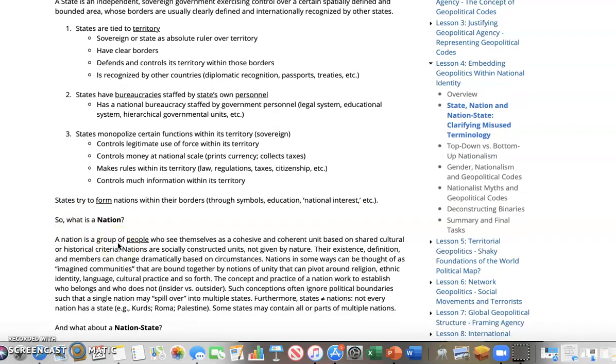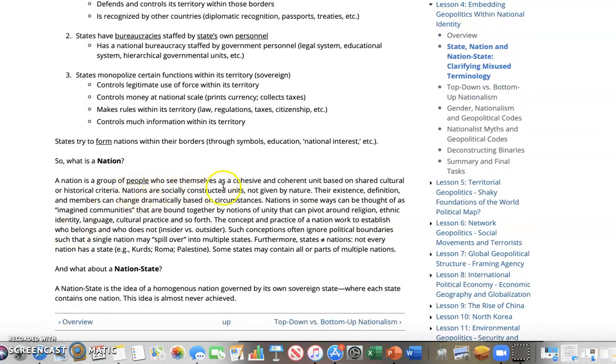What is referred to as a nation? A nation is a group of people who see themselves as a cohesive and coherent unit based on shared cultural or historical criteria. So the nation is the people's experience of belonging, and this is a socially constructed unit. This is not given by nature. We are not born feeling like we're Americans. We learn this based on how our socialization occurs. So a nation state is a kind of hybrid idea, that there is a homogeneous nation that really coalesces together, that is governed by its own sovereign state, and the people are one.